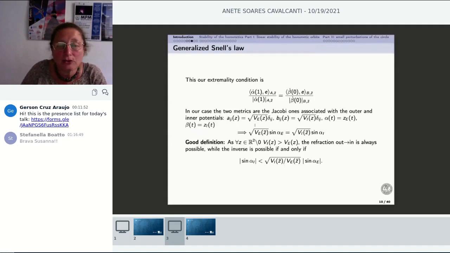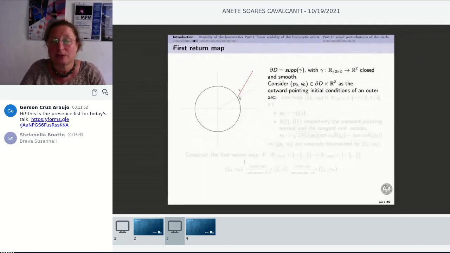If you look closer at this condition, you understand that, for example, if you assume that the potential inside is always larger than the potential outside, so the jump is in favor of the potential inside, then the refraction from the outer region to the inner region is always possible. While the inverse is not always possible: if you want to pass from the inner region to the outer region, you must go to the interface with an angle with the normal which is sufficiently small. If you go in a too tangent way, you cannot pass through.